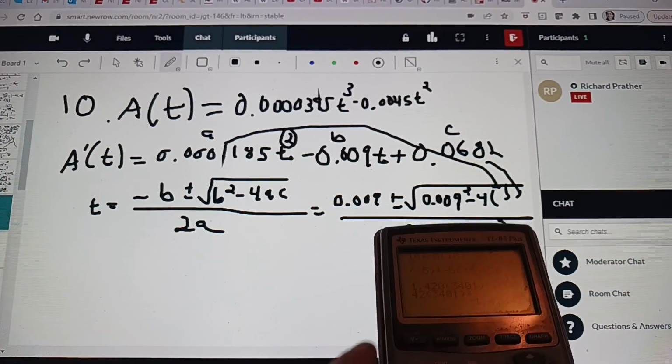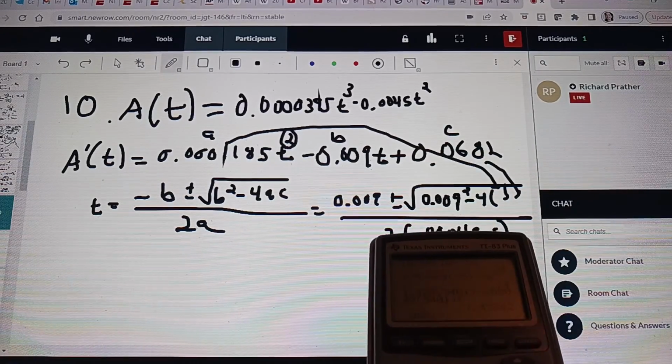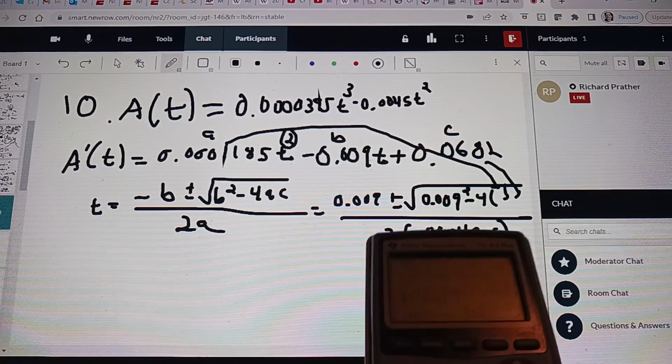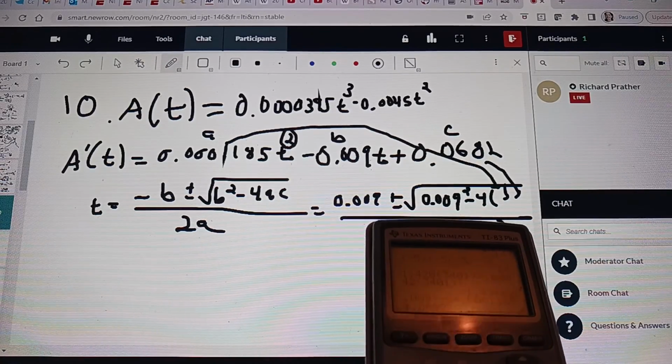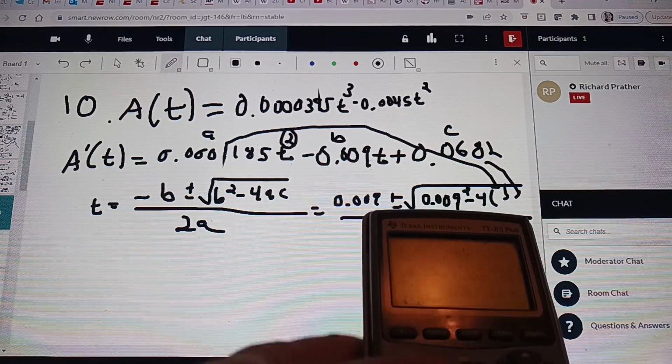Okay, so I'm going to do the inside of the radical first. 0.09 squared minus 4 times 0.0001185 times 0.682. And then I can square root that.